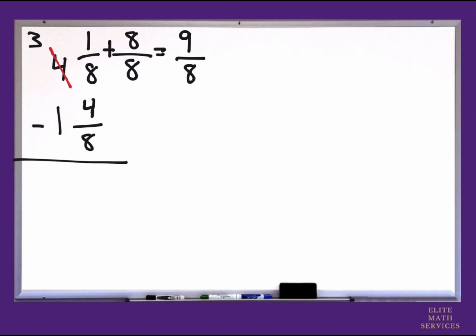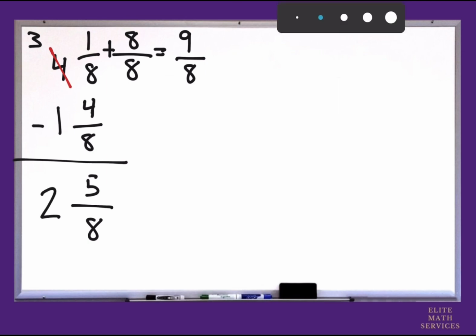Now that we have our new fraction, we can go ahead and subtract 4 from the 9. 4 from 9 gives us 5 over 8. And the last final step is to subtract our whole numbers. 3 minus 1 gives us 2, for a final answer of 2 and 5 over 8.